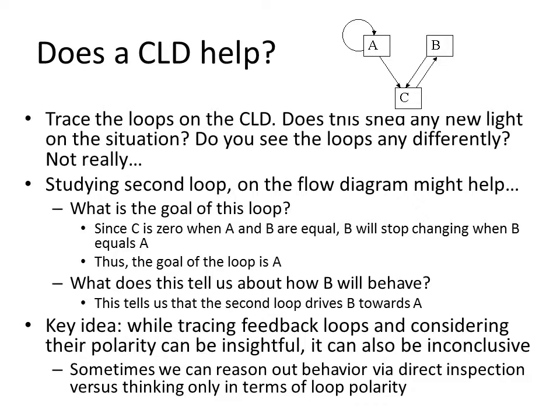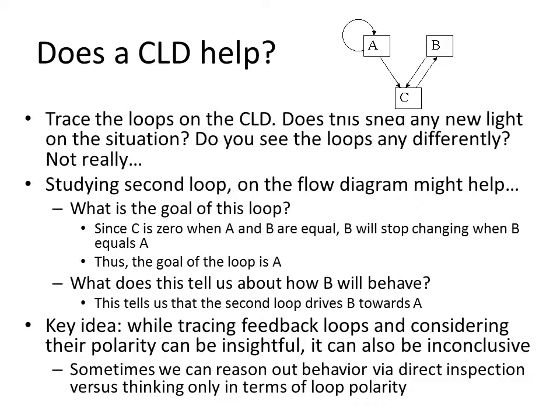What's the goal of the loop? Since C is 0 when A and B are equal, B will stop changing when B equals A. Thus, the goal of the loop for the value of B is to be equal to A. What does this tell us about how B will behave? It tells us that the second loop drives B towards A, wherever A is going. Maybe that's a little bit more useful.